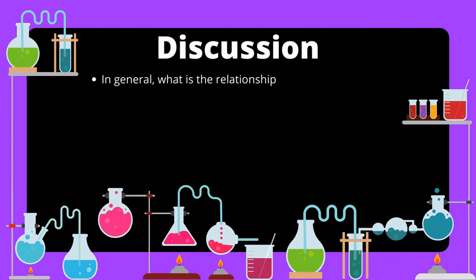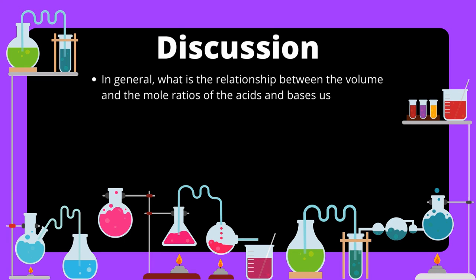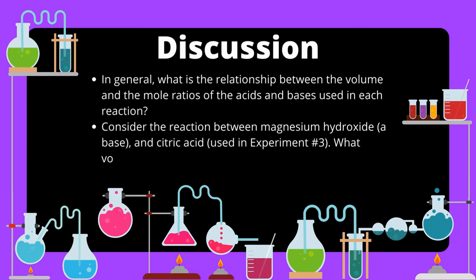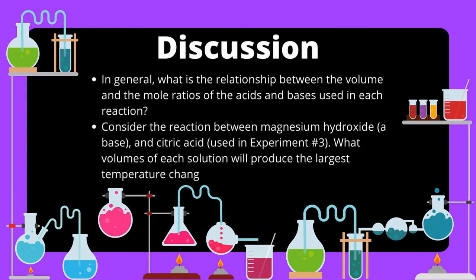In general, what is the relationship between the volume and the molar ratios of the acids and the bases? Consider the reaction between magnesium hydroxide, a base, and citric acid, the acid used in experiment number 3. Based on what you know, what volume of each solution will produce the largest change in temperature?